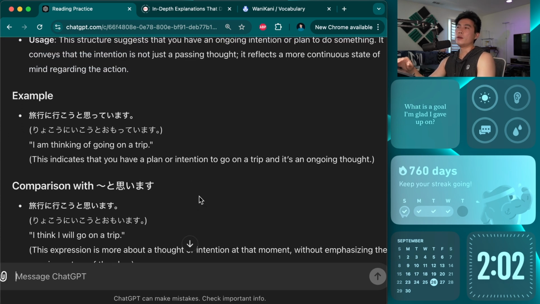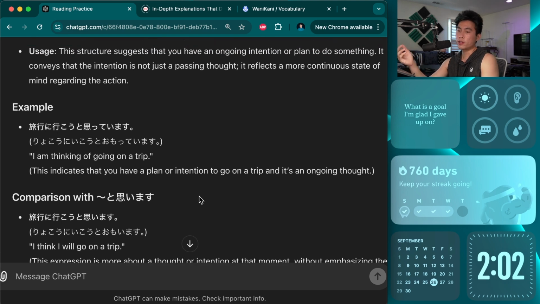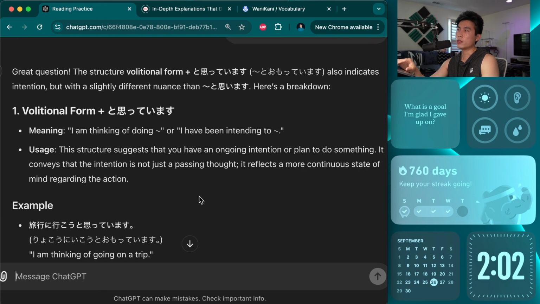Yeah. I remember learning it in language school, and obviously the senseis are just speaking Japanese. So I think they would say, okay, if you're saying to omotteimasu, it's like, oh, you're still thinking about it. But to omoimasu means like, oh yeah, you've decided at this point.